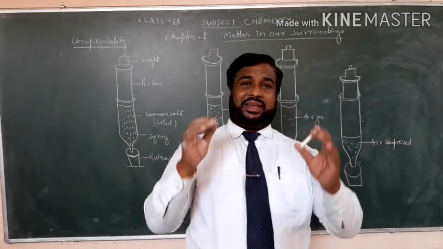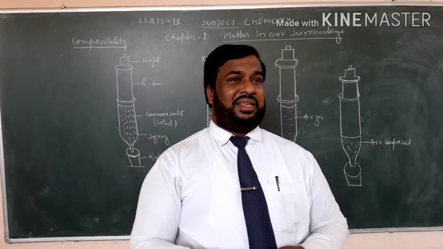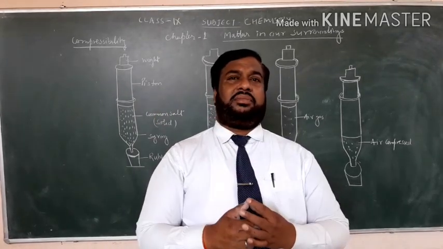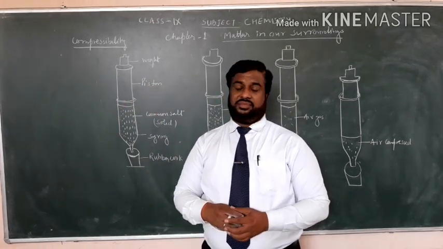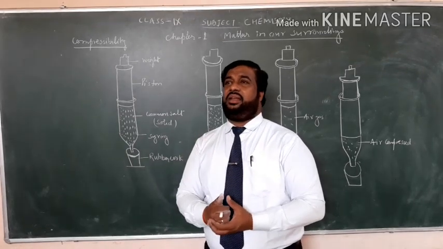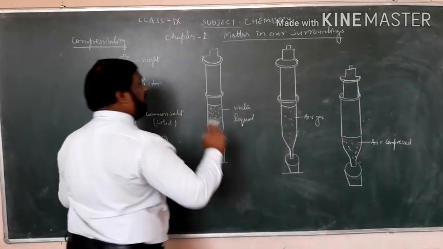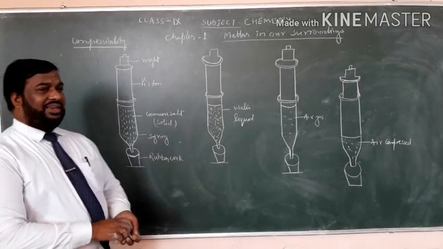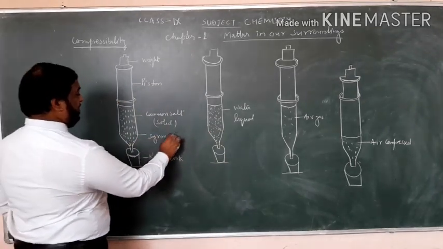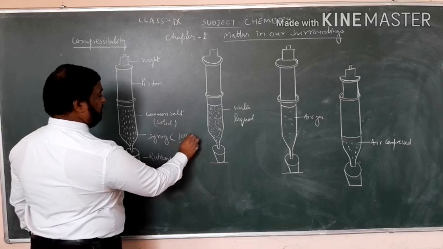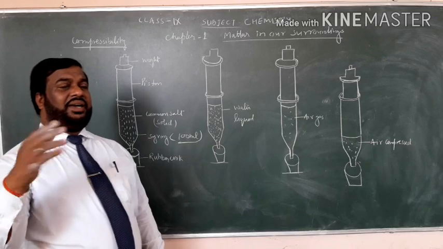Gases have high compressibility, which means they are compressible. So here, to show that gases are compressible in nature, we have taken 3 syringes of 100 ml, which means each syringe has a capacity of 100 ml.